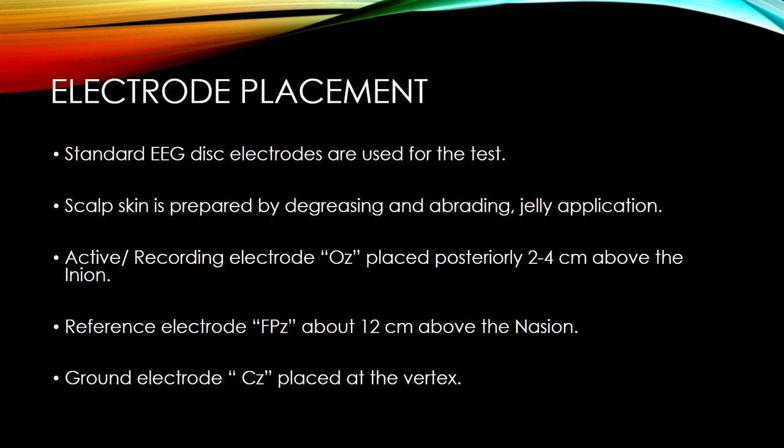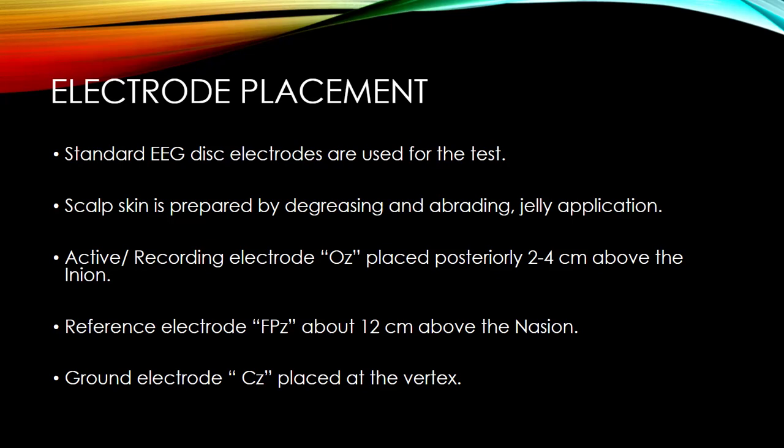So coming to electrode placement, standard EEG disc electrodes, the rounded ones that we see, are used for the test. The scalp skin is prepared by degreasing and abrading. Initially, we take a piece of cotton gauze and rub over the scalp surface. This is to degrease the scalp, and a little abrading is done, on which the jelly application is done and the electrode is kept. There should not be any hair around the area where we apply the electrode.